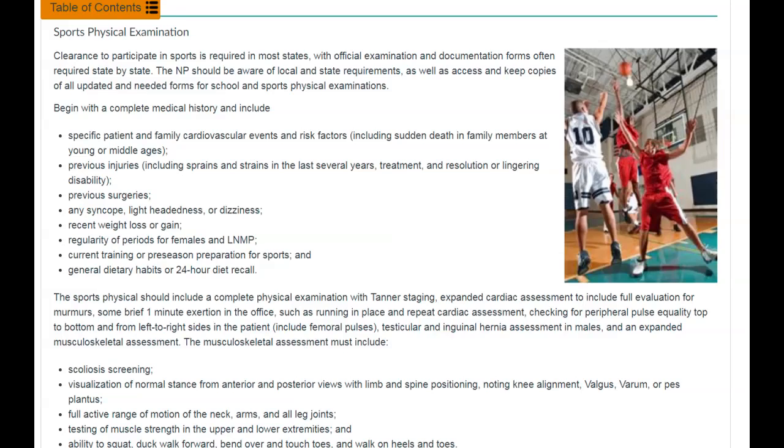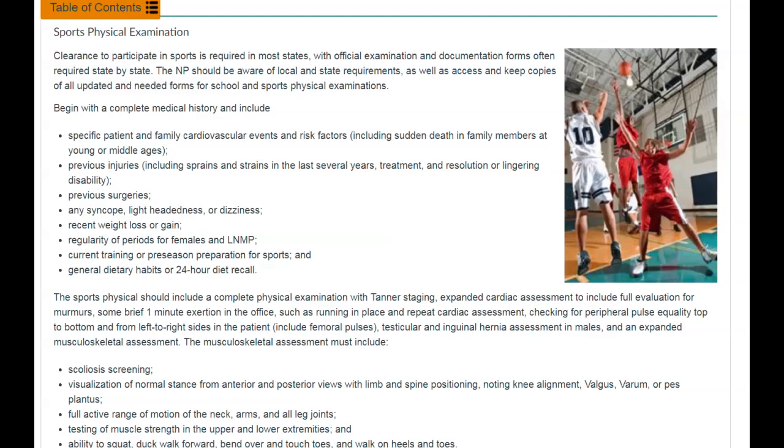Begin with a complete medical history and include specific patient and family cardiovascular events and risk factors, including sudden death in family members at young or middle ages, previous injuries, including sprains and strains over the last several years, treatment and resolution or lingering disability, previous surgeries, any syncope, lightheadedness, or dizziness, recent weight loss or gain, regularity of periods for females and last known menstrual period. So LNMP, last known menstrual period. Current training or pre-season preparation for sports and general dietary habits or 24-hour diet recall.